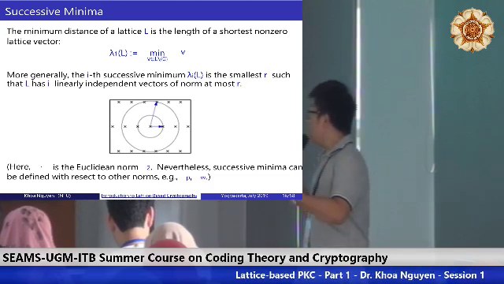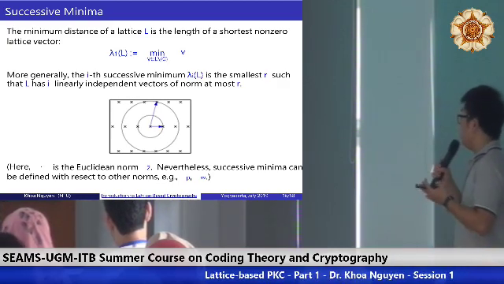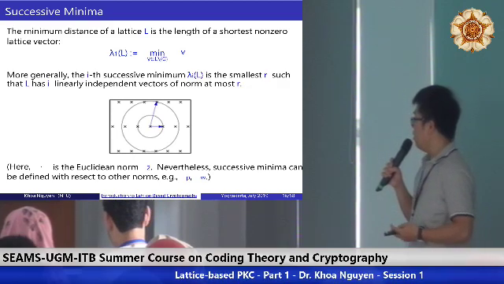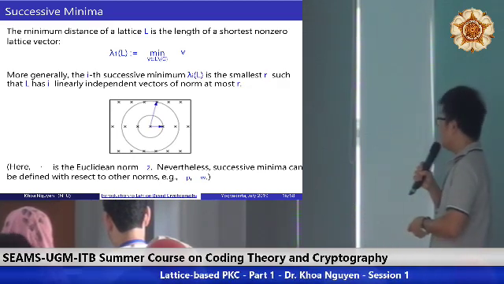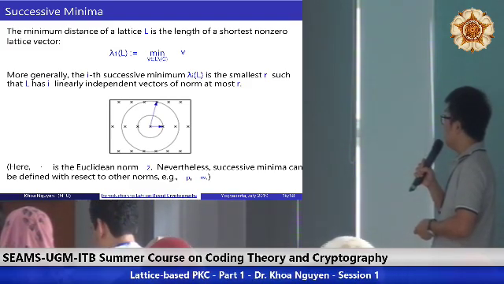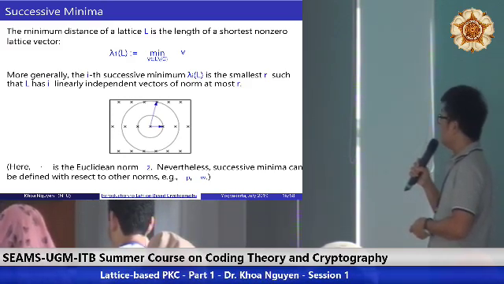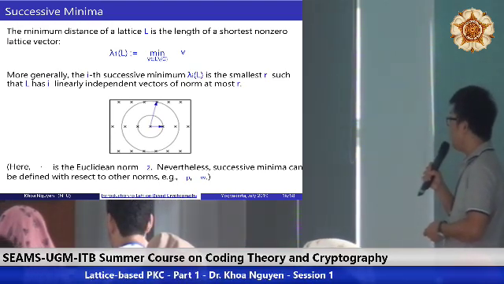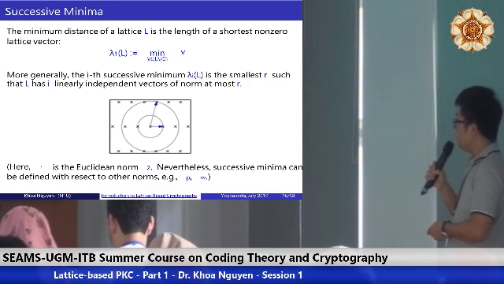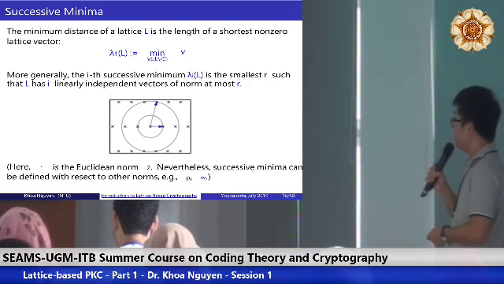More generally, we can define the i-th successive minimum lambda_i of L, which is the smallest real number r such that the ball of radius r contains i linearly independent lattice vectors. In the picture here, this is the sphere of radius lambda_1, the length of the first minimum. Then you look at the second vector that is non-zero and not linearly dependent on this one. The radius of this sphere is what we call the second minimum.